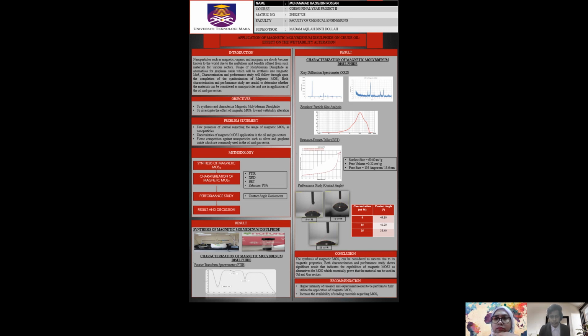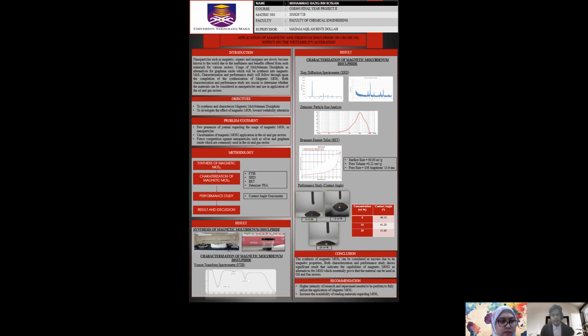The second problem in this project is, as I mentioned before, that there are fewer journals and studies. There is a presence of uncertainties whether magnetic MoS2 can be used as an alternative for other nanoparticles in the oil and gas sector. And as one of the new nanoparticles in the industry, the pioneer, magnetic molybdenum sulfide will face fierce competition against other nanoparticles that have already established their usage and usefulness in the sector.